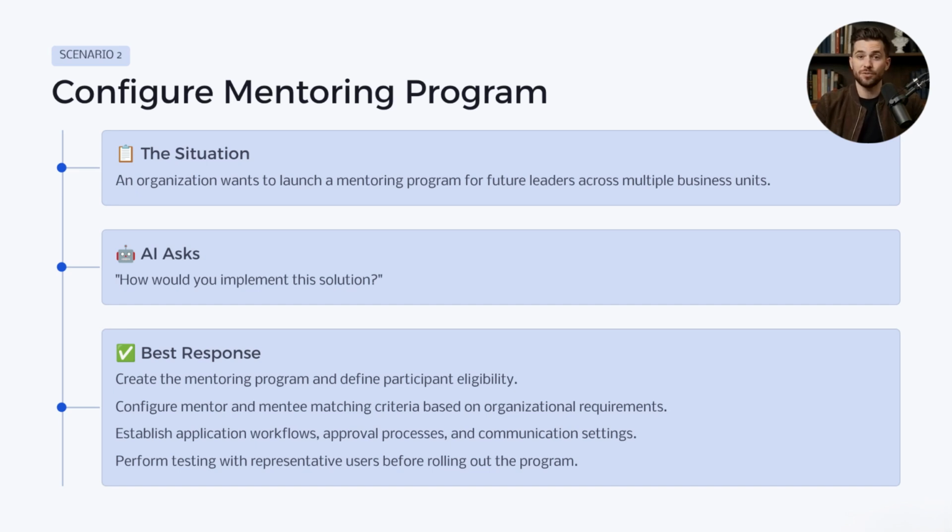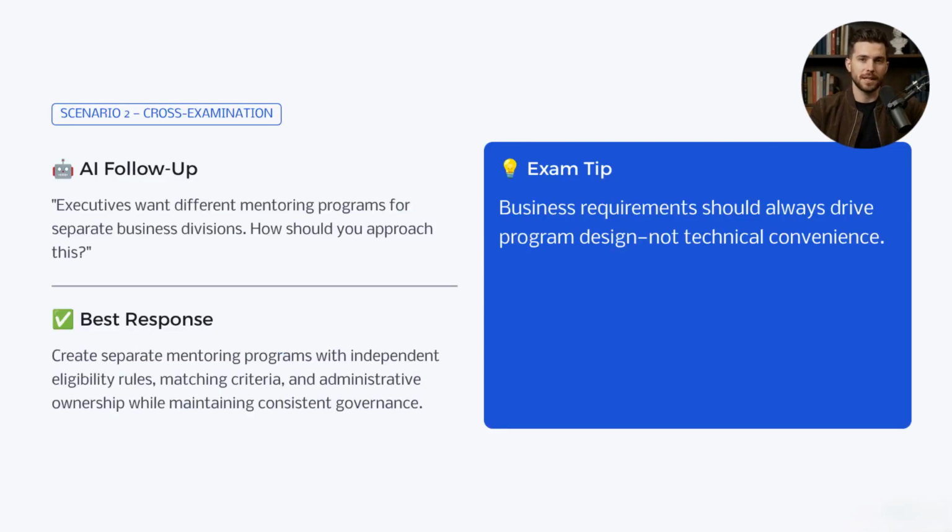Establish application workflows, approval processes, and communication settings. Perform testing with representative users before rolling out the program. Cross-question. Executives want different mentoring programs for separate business divisions. How should you approach this?